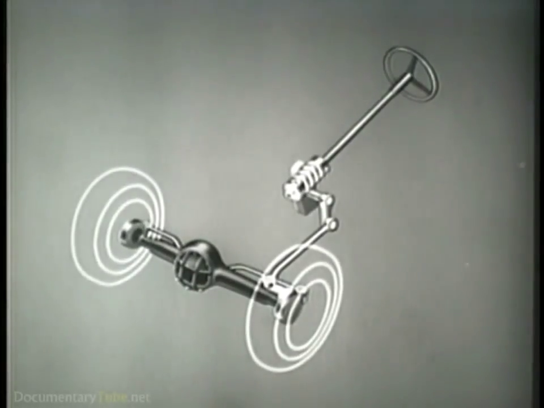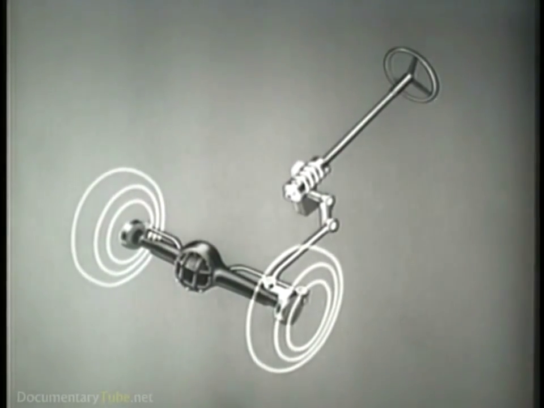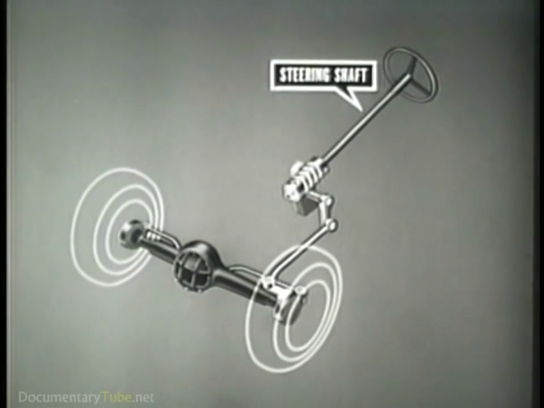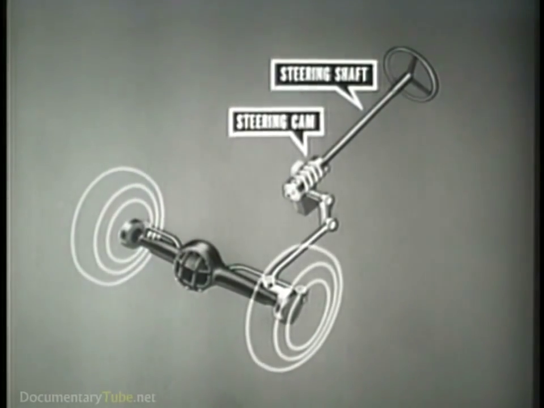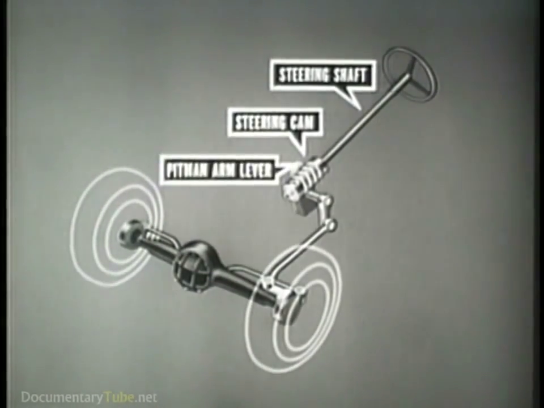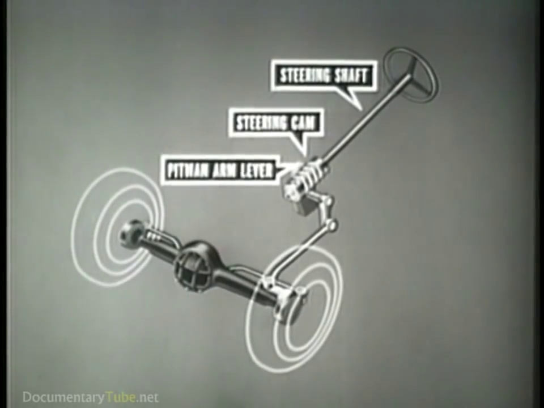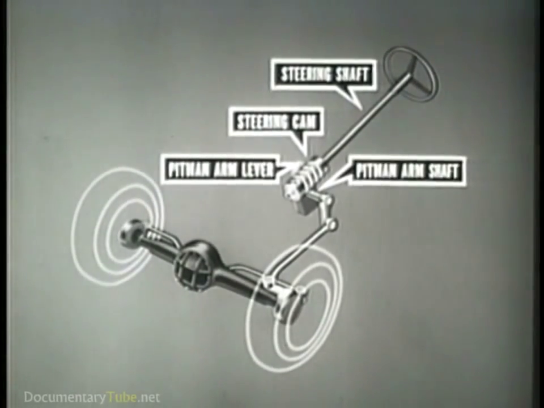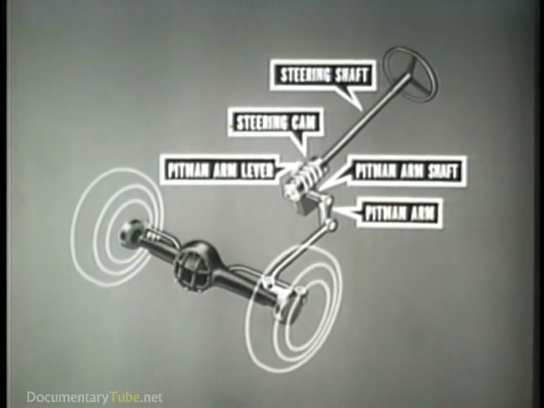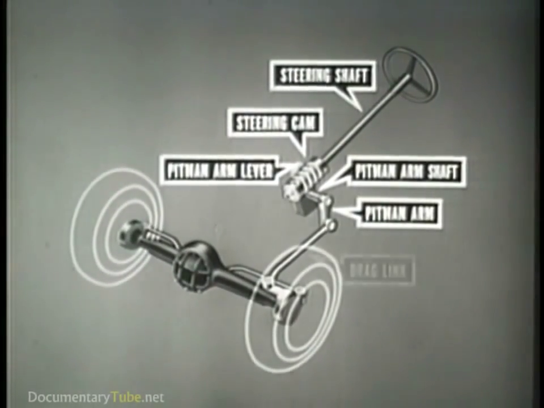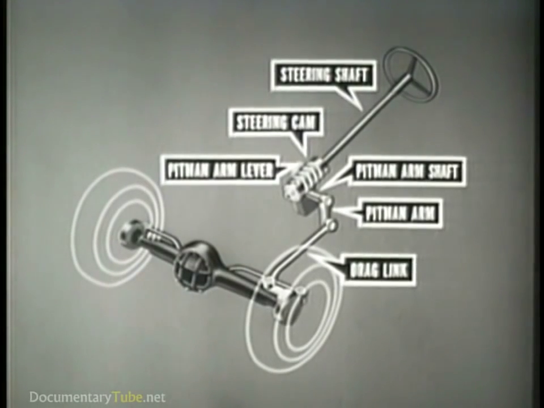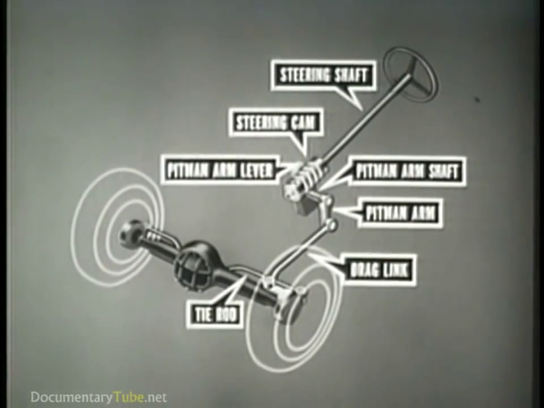This vehicle uses a cam and lever steering mechanism consisting of the following components: a steering shaft and cam, a pitman arm lever, a pitman arm shaft and pitman arm, a drag link, and a tie rod.